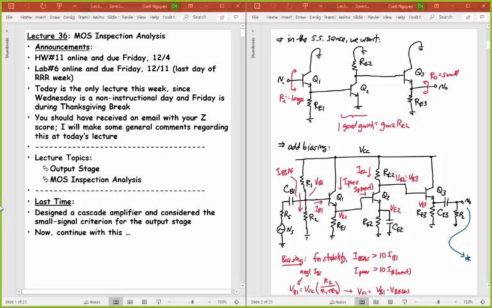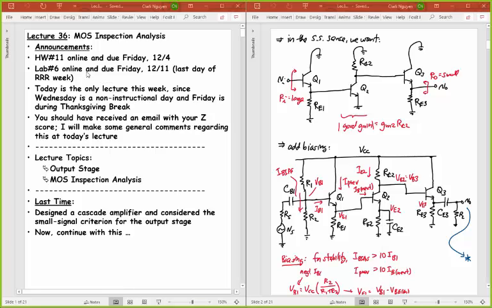But first, some announcements. So homework number 11, you've seen it's online. It's going to be due Friday the 4th. That's 2 weeks from now, actually, so you have nothing due during the Thanksgiving break. Homework 11 will actually be your last homework assignment. You're not going to get another one after that. And that's to give you a break because your lab number 6 you're also working on in parallel with that. And that's going to be due Friday the 11th, which is the last day of the RRR week.